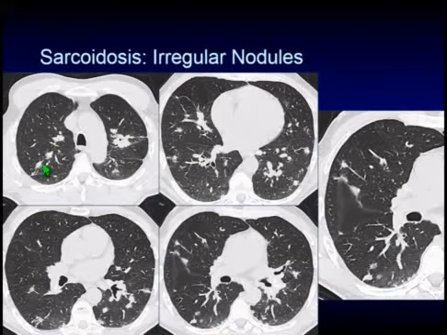Now, here we see a case where you have larger irregular nodules, but that really shouldn't dissuade you from thinking that it may be sarcoidosis, because look at where these nodules are.